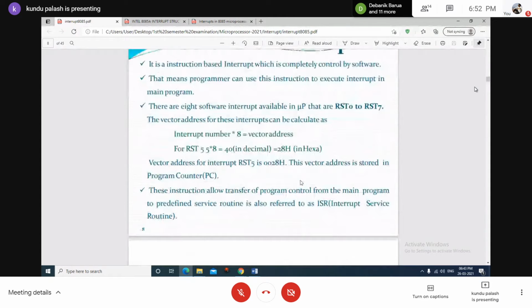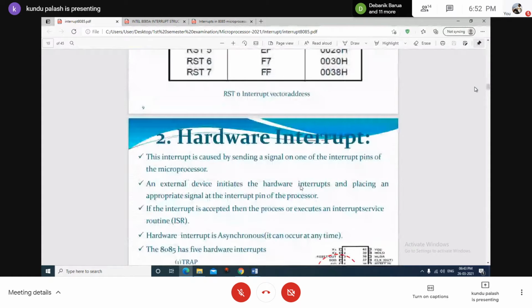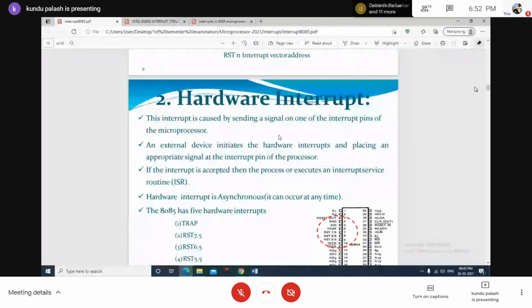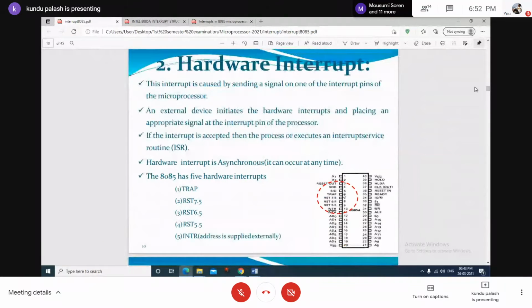So this is the method of interrupt processing, and these are summarized in steps. An interrupt is caused by sending a signal on one of the interrupt pins, any one of the pins at a time or at different times. Now, what will happen if multiple interrupts occur on these pins at the same time? That is determined by the priority, the urgency of the interrupt processing.